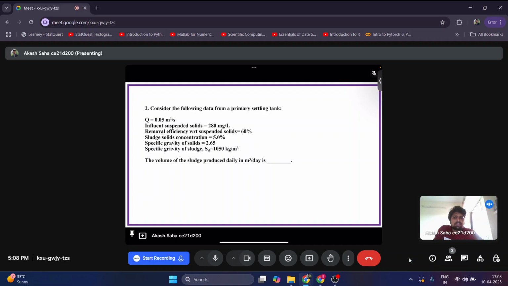So this is about a primary settling tank where the suspended solids are getting removed. 60% of them are getting removed, and the specific gravity and density, everything is given. So you have to calculate the volume of the sludge produced. Please try it out. I'll wait for some time and then I will give the solution.